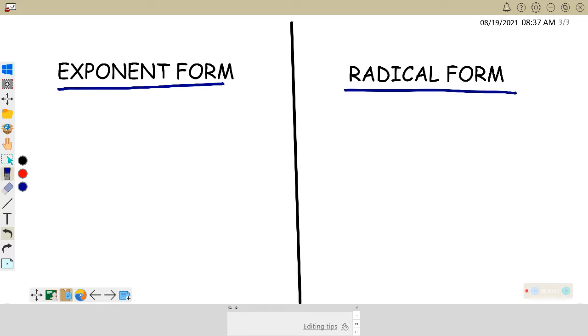So exponent form. Let's say I had x to the 1/2 power. That looks scary. We have now exponents that are fractions. You gotta be kidding me.